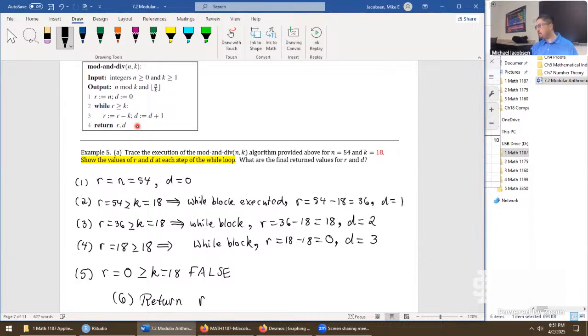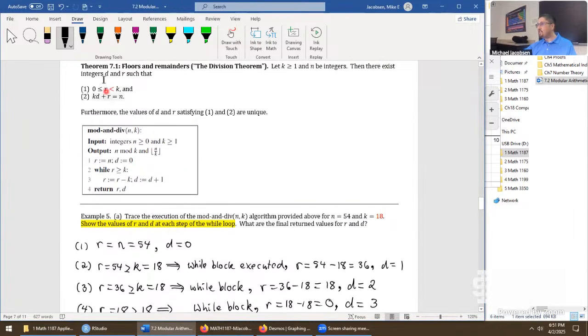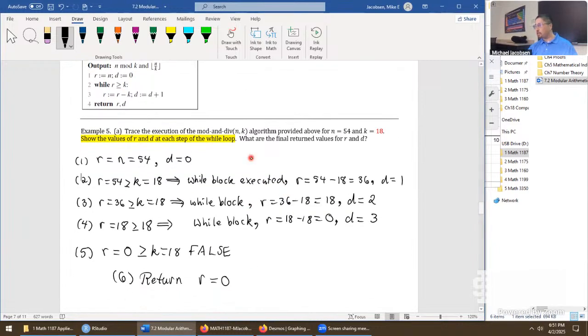Return R. What is R set equal to? 0. Well, it should be, because 18 goes into 54 evenly. There is no remainder. R being 0 is allowed. It just couldn't be equal to k, strictly less than. So we return R equals 0. D equals 3. And that's just the number of times k actually went into 54. So that's the trace and termination of this syntax right above.